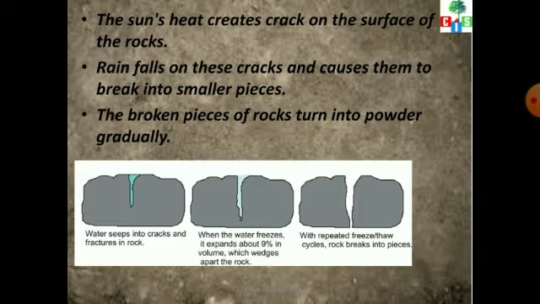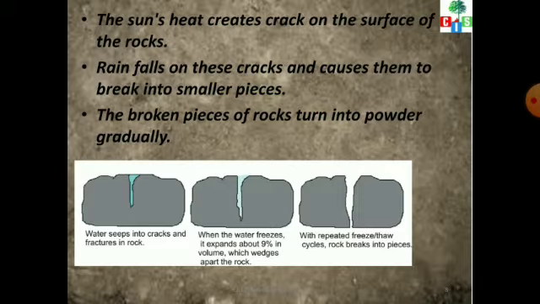Now suppose there is one big rock, okay, and 24 hours daily that big rock is in front of the sun's rays, very hot sun rays, okay. So what happens one day? That rock will get cracks slowly. First it will get small cracks, and one day it will break down through the sun. It will break down like this.